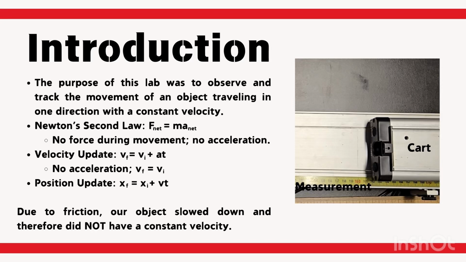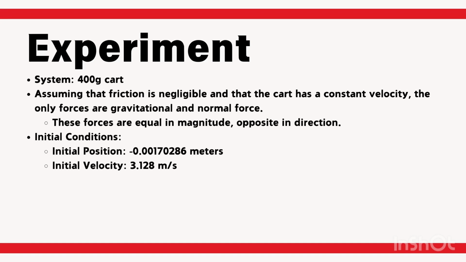And then we can automatically say that in our experiment, our object is going to slow down and therefore not have a constant velocity, and this is most likely due to friction. For our experiment, we had a 400-gram cart as our system. This measurement might not be exact. We simply had to look up the product of the frictionless track and the cart and just go based off what the internet said the weight of the cart was.